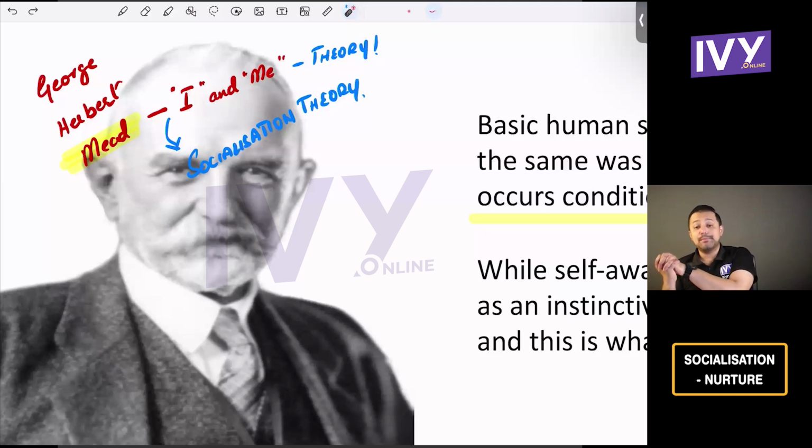Who is George Herbert Mead? George Herbert Mead is a symbolic interactionist. He came up with a theory referred to as the I and me theory, right? Now, what is this I and me theory? This I and me theory is also seen by many as a socialization theory. So, in a nutshell, this is a basic little idea which we could again use while answering questions on socialization in support of the socialization or the nurture side of the debate.